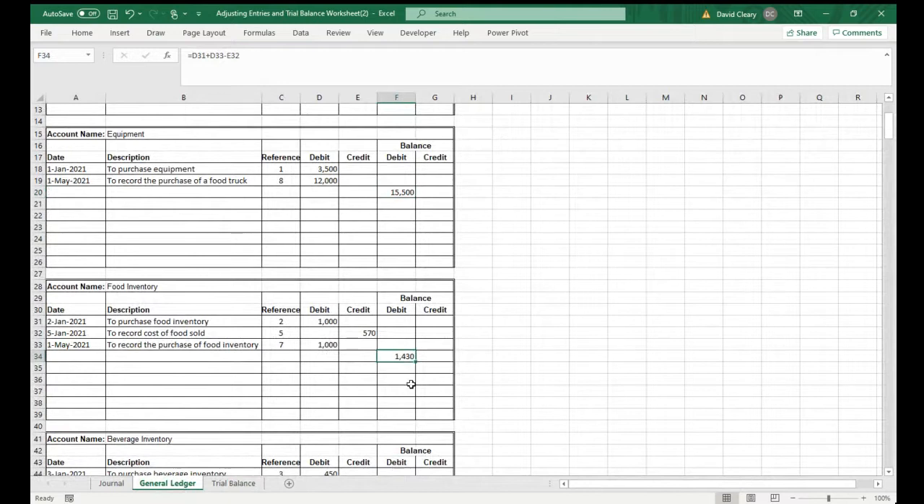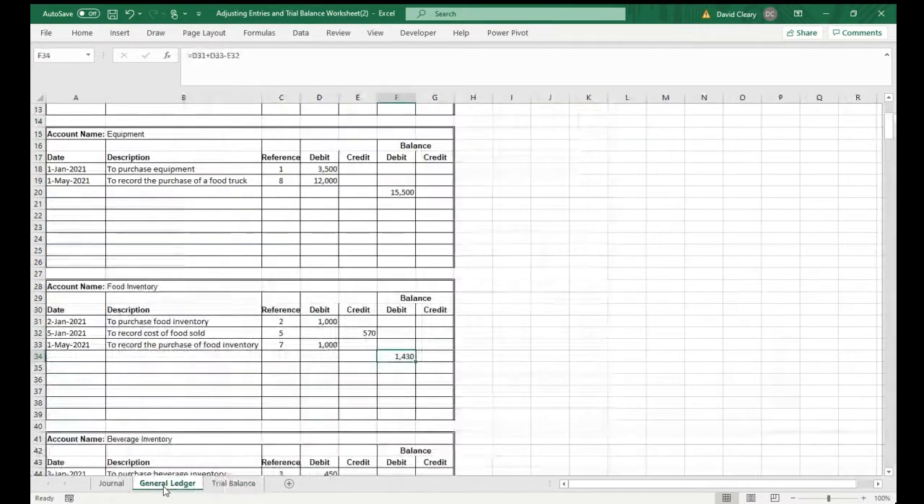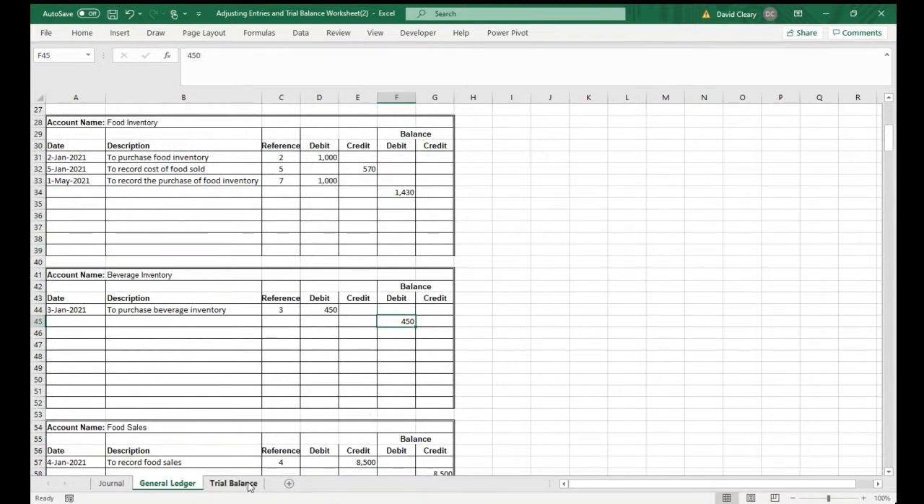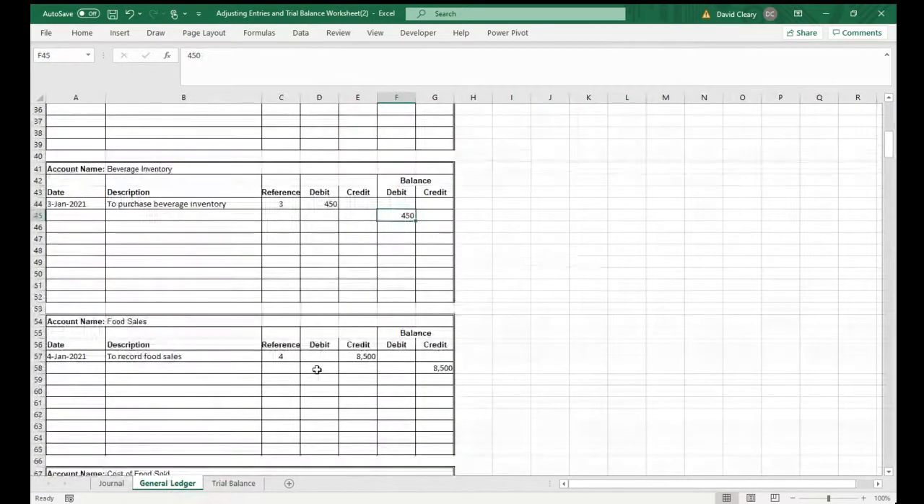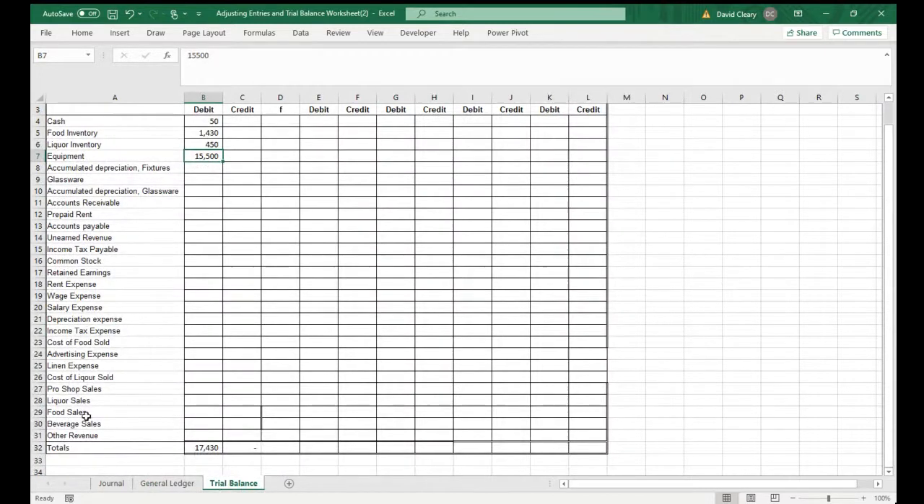We have a food inventory balance of 1,430. Food inventory 1,430. Okay. General ledger, go back, and then our beverage inventory has a balance of 450. So liquor inventory, 450. There we go. Back to our general ledger. We have food sales of 8,500. So food sales is right here. Credit entry of 8,500. There we go.